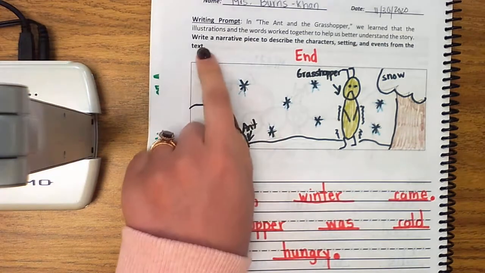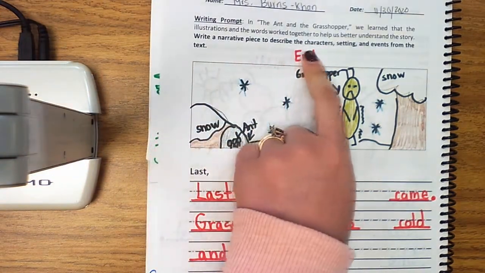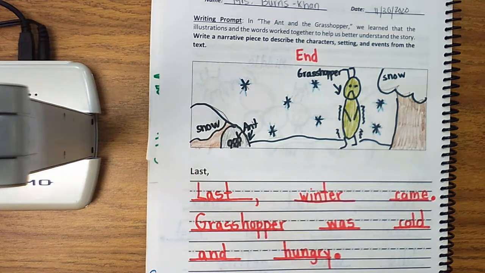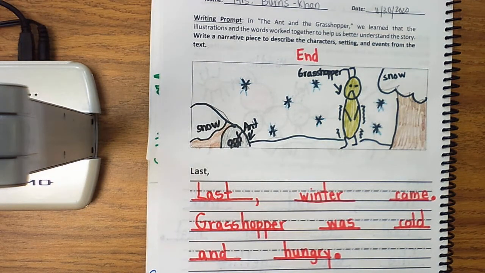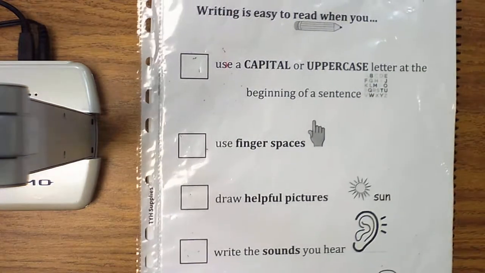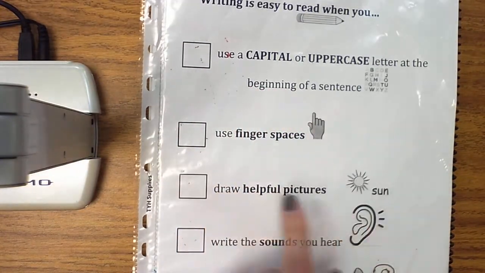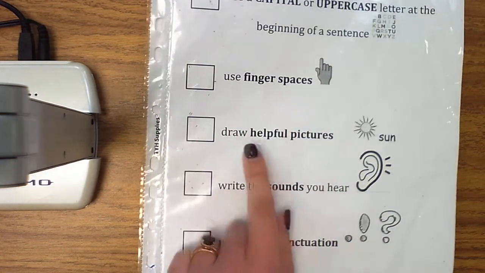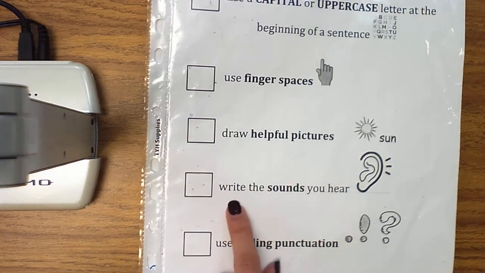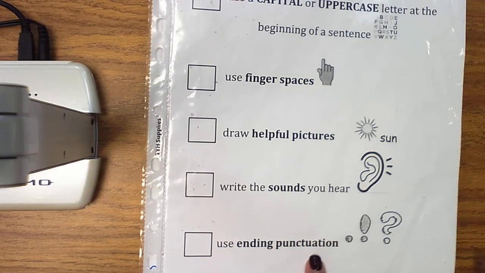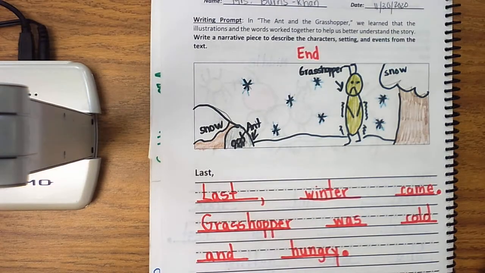Beautiful job, friends. We wrote a narrative or a story. It described the character's setting and events from the text, and now our reader feels like they understand the text even better as well. So go ahead and write your ending. When you finish, you need to reread your entire story to make sure it sounds right and makes sense. And then you can always go back with your writing checklist to make sure that you have used your capital or uppercase letters in the beginning, you used your finger space, you drew helpful pictures, you wrote all the sounds you heard, and you used your ending punctuation. So go ahead, friends, and get that ending written.